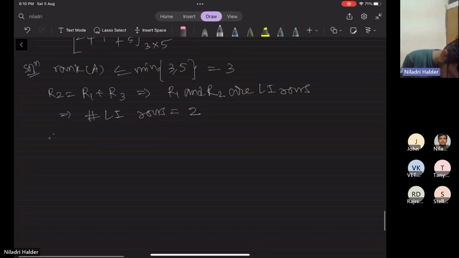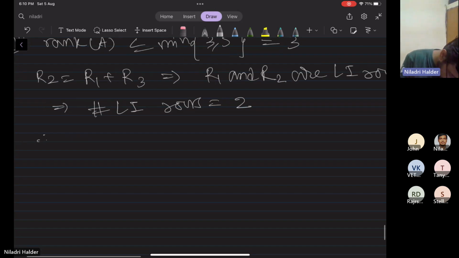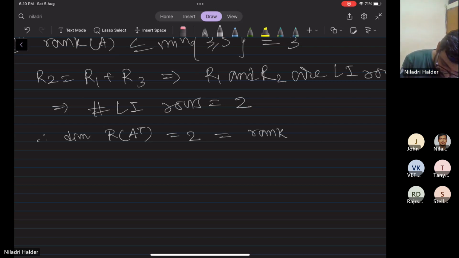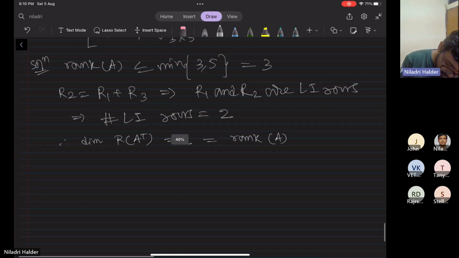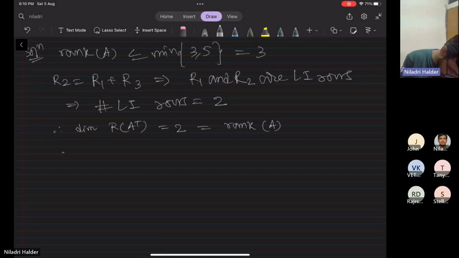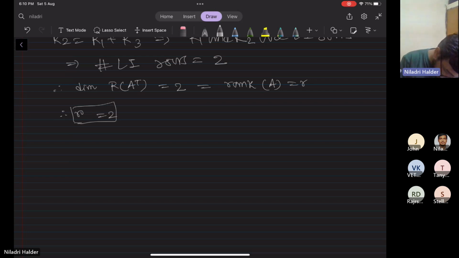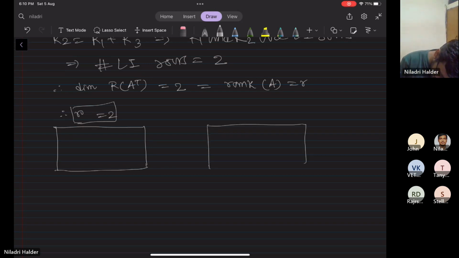So the dimension of row space, that means range space of A transpose, equals 2. That is the rank. Rank is 2. Okay, so ultimately what is the case? Suppose this is the orthogonal decomposition of the four fundamental subspaces.